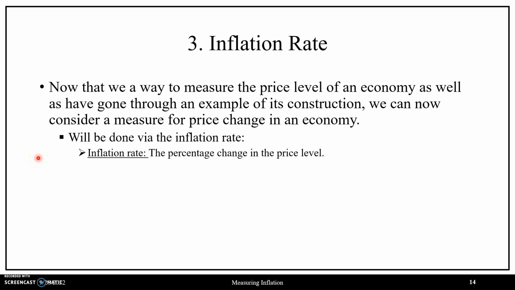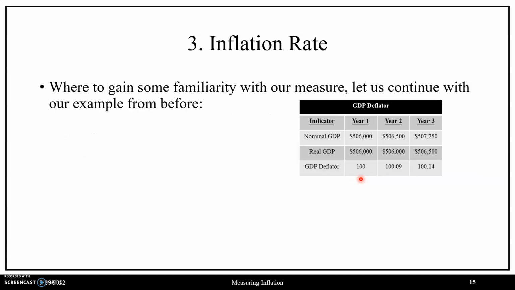The inflation rate is the percentage change in the price level, and mathematically it is calculated as the price level in a new year minus the price level of an old year, all divided by the price level of the old year, all scaled by 100. To gain some familiarity with this measure, let us continue with our example from before, in which we have our GDP deflator value for years 1, 2, and 3 for this economy, and now we would like to construct the inflation rate. With respect to year 1, since we need 2 years' worth of information, the inflation rate is not going to be available.